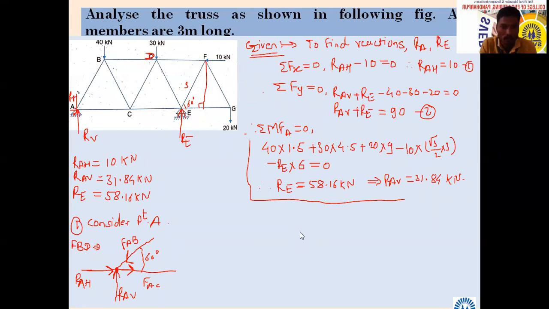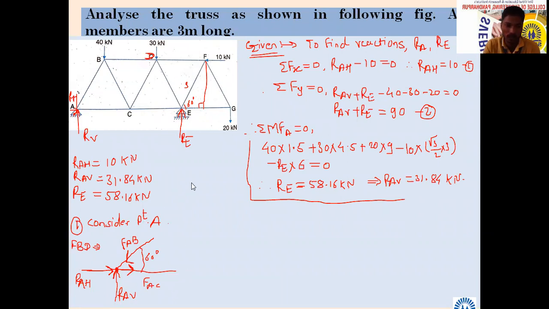So how many forces are acting externally? 1, 2, 3, 4. Each member is 3 meters long. We are going to use the method of joint. Why is it called method of joint? Because here we are going to analyze the truss, or find the forces in the members of the truss, by considering each joint sequentially. In that way we are going to perform.